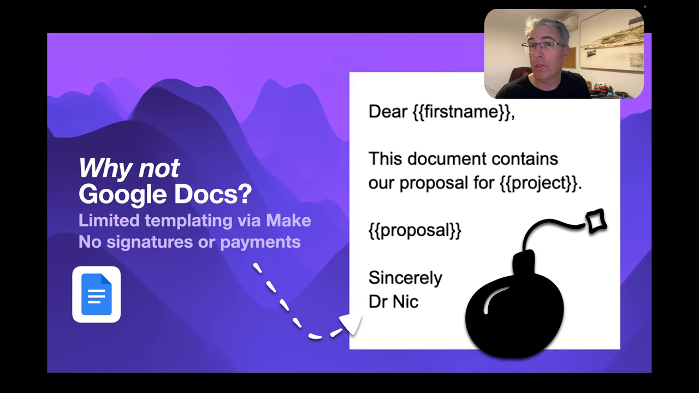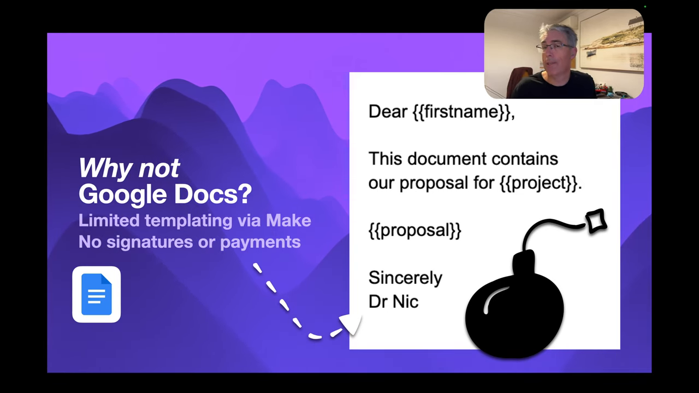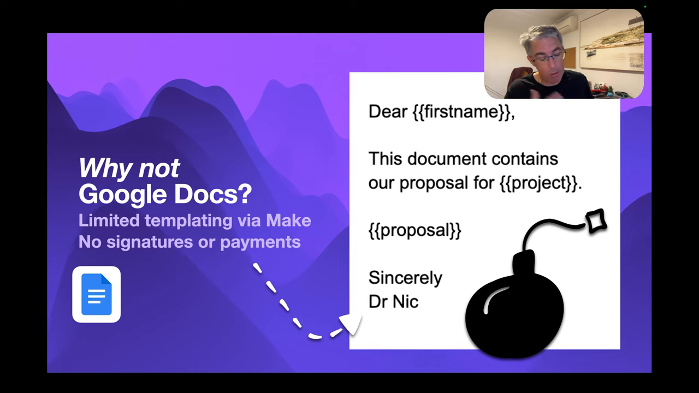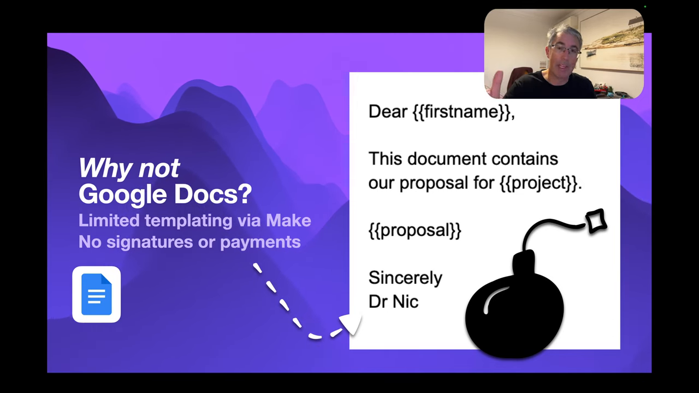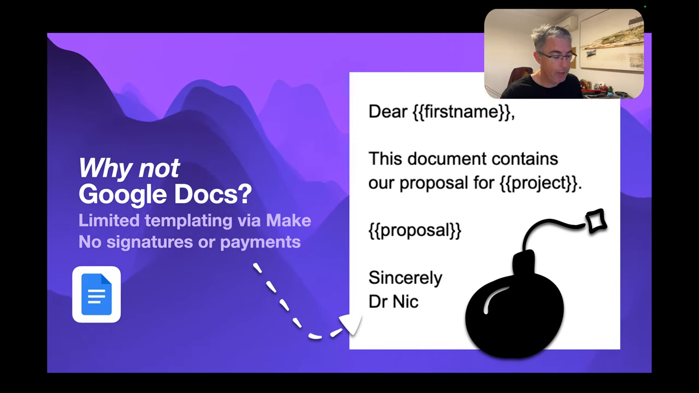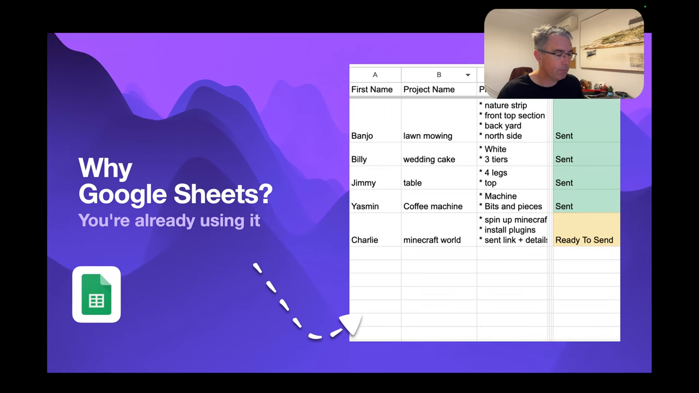You might like to be able to do signatures. So when you send a document, can you get a signature? I'm not aware of a simple way to do that. And if you do, let me know in the comments. And payments, similarly, it might be great if you could have them approve the document by making a payment. I'm not aware of a way to do that. If you know, please let me know in the comments.